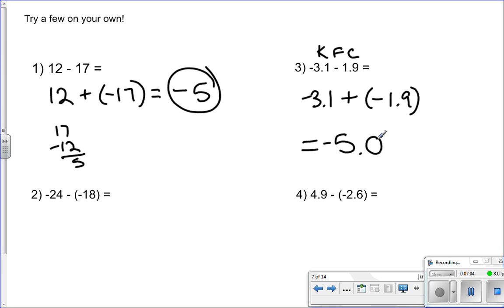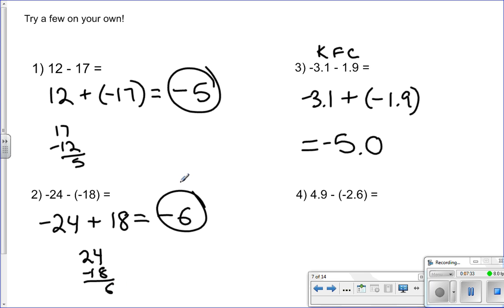5.0. Negative 24 minus negative 18, keep, flip, change. I keep negative 24, I flip this minus sign to a plus sign, and then I change negative 18 to positive 18. So now I have negative 24 plus 18, and I see that negative 24 has a larger absolute value, so my answer is going to be negative. And then I do 24 minus 18, and that equals 6, so my answer is negative 6.